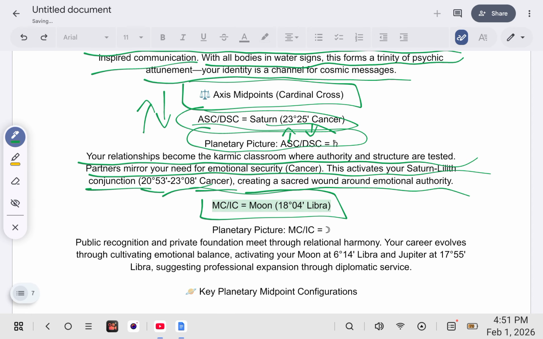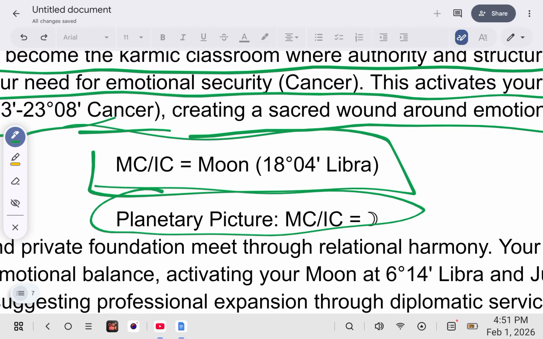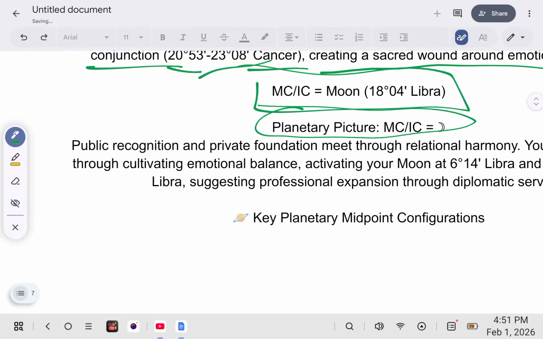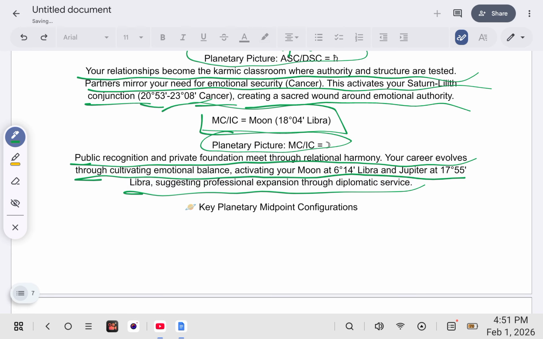Midheaven and Imum Coeli equals Moon, 18°04' Libra. So here's the planetary picture. Public recognition and private foundation meet through relational harmony. My career evolves through cultivating emotional balance, activating my Moon at 6°14' Libra and Jupiter at 17°55' Libra, suggesting professional expansion through diplomatic service.